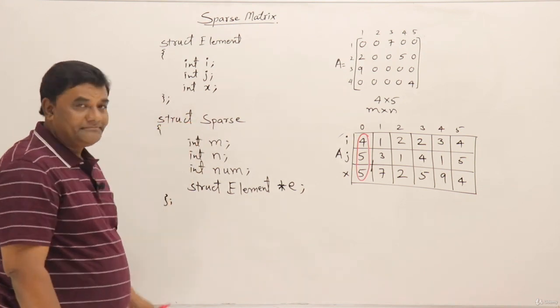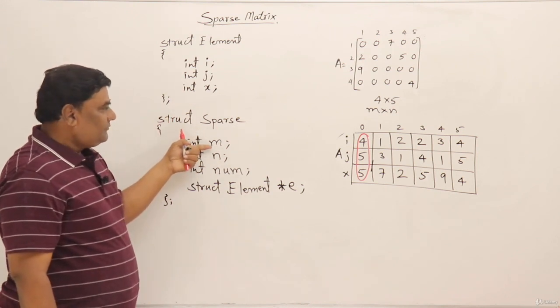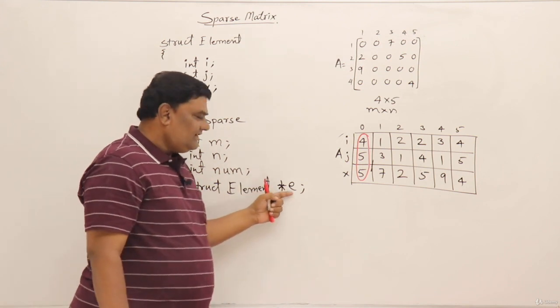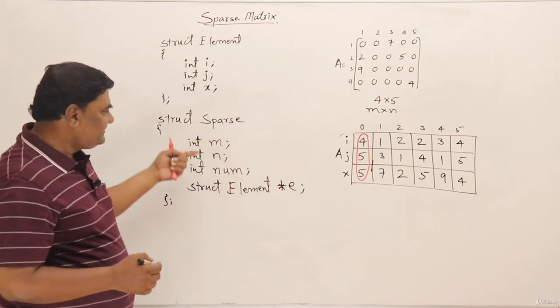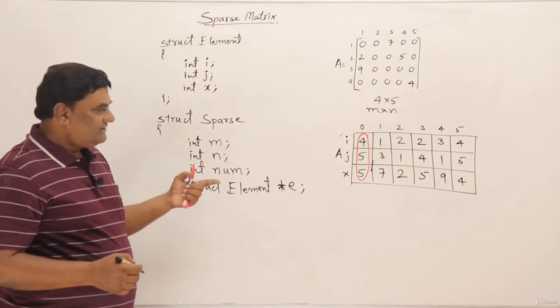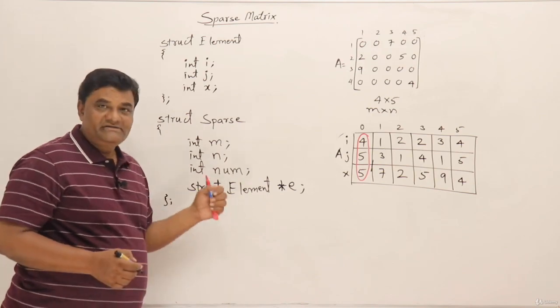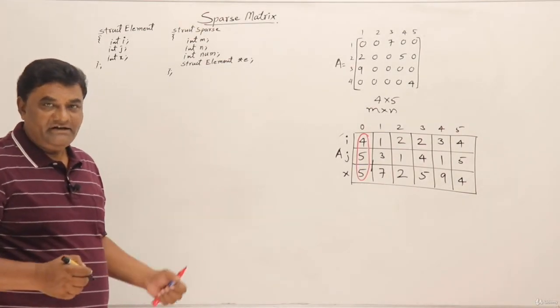Let us read it again. A sparse matrix structure contains number of rows, number of columns, number of non-zero elements and the array of elements which has to be created dynamically. Now let us see how to use this structure and create a sparse matrix. So I'll remove this and use this space. Now let us look at how to create this sparse matrix.